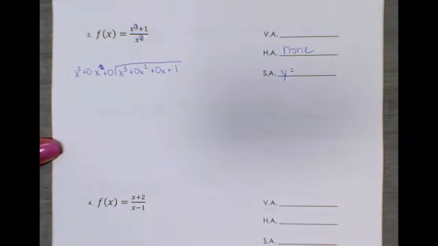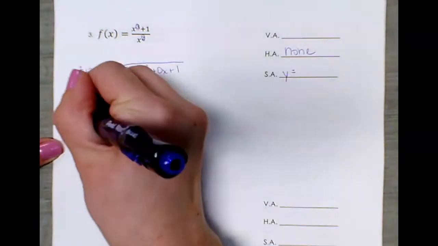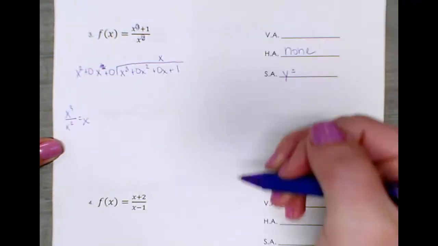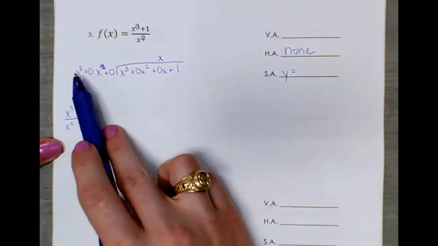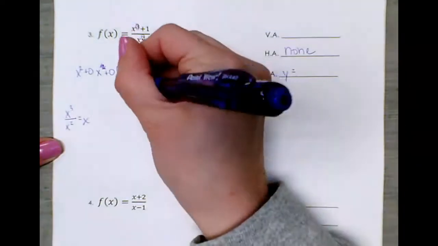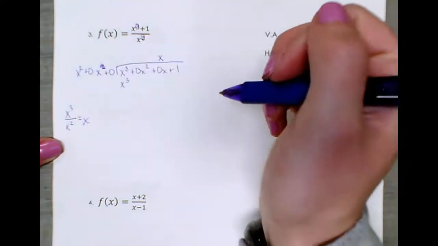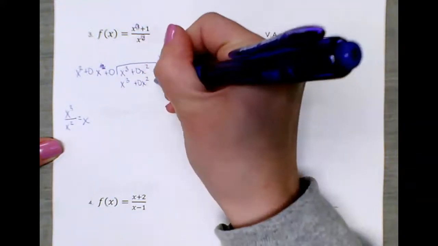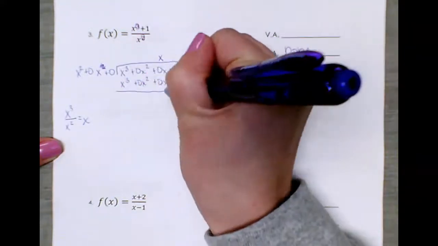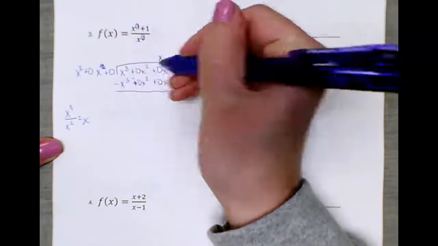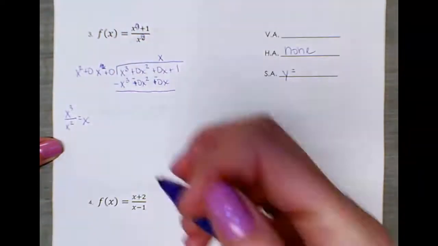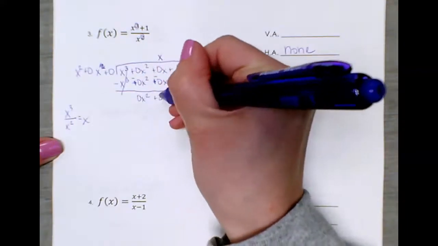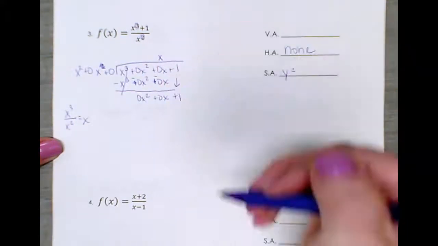So let's divide the first terms. X cubed divided by x squared is x. So I put that here. I'm going to multiply x by all of these terms. So x times x squared is x cubed. X times 0x is 0x squared. And x times 0 is 0x. Draw the line, change all signs. This cancels out. This is 0x squared plus 0x plus 1.